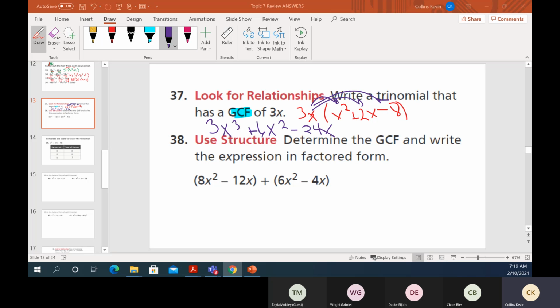Okay, so next one says determine the GCF and write the expression in factored form. So this is kind of similar to something known as factoring by grouping, which we really haven't gotten into. I don't think you'll be concerned with that till probably Algebra 2. But let's take a look at this guy. Let's look at the first two terms here. What can I factor out of there? We'll start with the number. We've got 8 and we've got 12. What's the biggest number that'll come out of there?